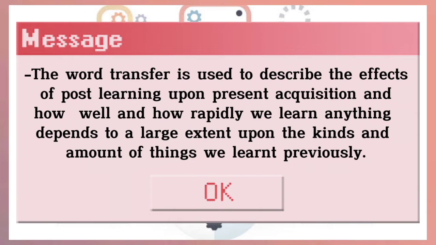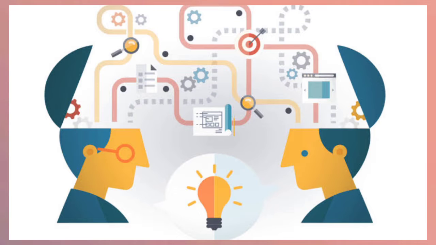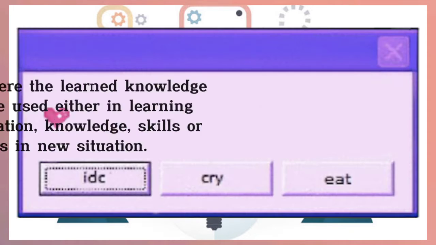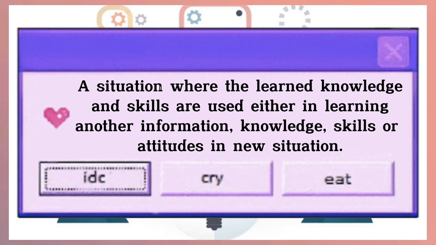The word transfer is used to describe the effects of past learning upon present acquisition, and how well and how rapidly we learn anything depends to a large extent upon the kinds and amounts of things we learned previously. Transfer of learning means a situation where the learned knowledge and skills are used either in learning another information, knowledge, skills, or attitudes in a new situation.